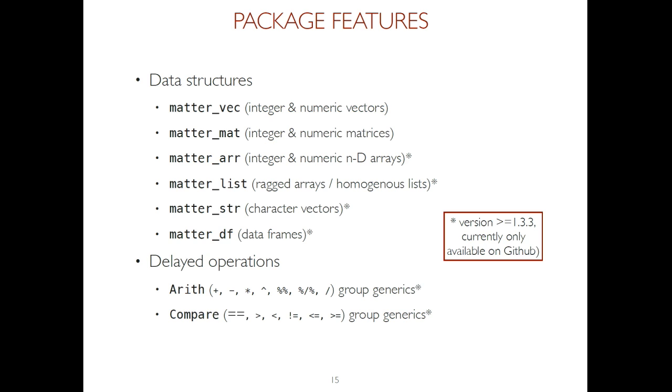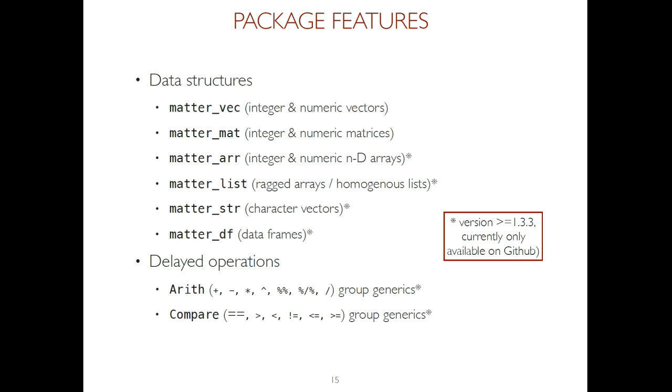In terms of features and the types of data representations we have available, in the version currently on the release of Bioconductor, we just have vectors and matrices. But in the development version that's on GitHub and will be in the next release of Bioconductor in the fall, I've also implemented ND arrays, lists, and character vectors. I think this is the first package that has support for on-disk character vectors. I'm not sure, but I've never seen any others. And data frames.